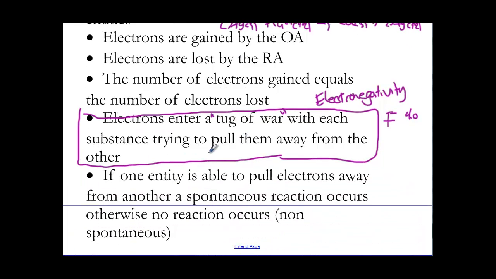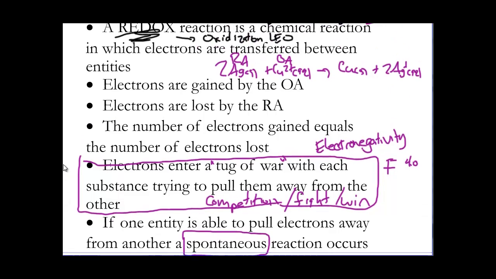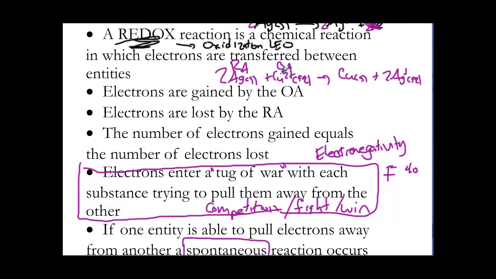So hopefully that makes sense. The idea of a tug of war, or a competition, or maybe a fight. Someone is going to win. The winner is going to take the electrons. Okay. And that's where this next term comes in: if the winner is someone different, a reaction can occur. So since copper is going to win this fight and steal silver's electrons, new stuff will be made and you'll have new products.